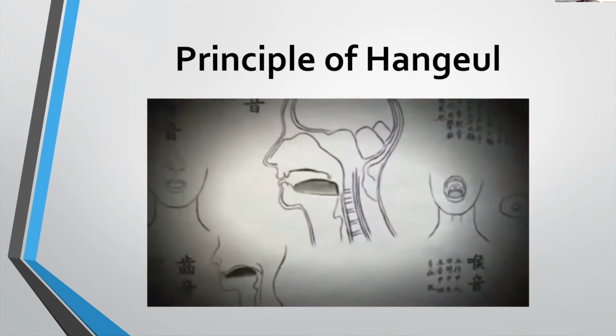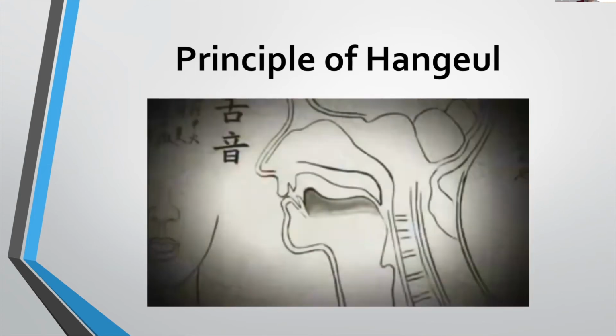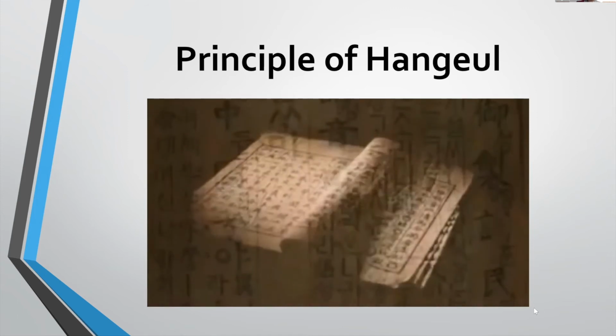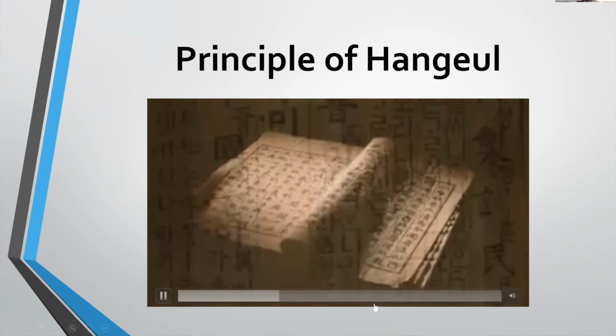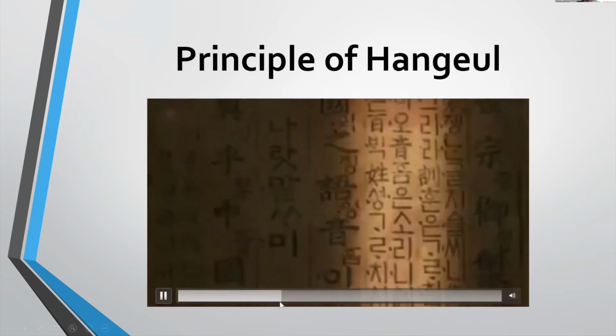However, it was not until the mid-20th century that these scientific principles came to light. Hunminjeongeum, discovered in 1940 and written by King Sejong himself, details the reason behind the creation of Hangul and the linguistic theories behind it.